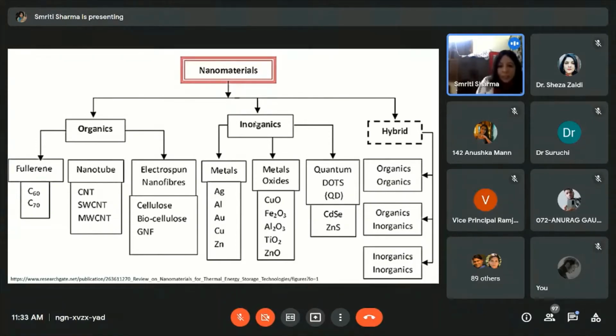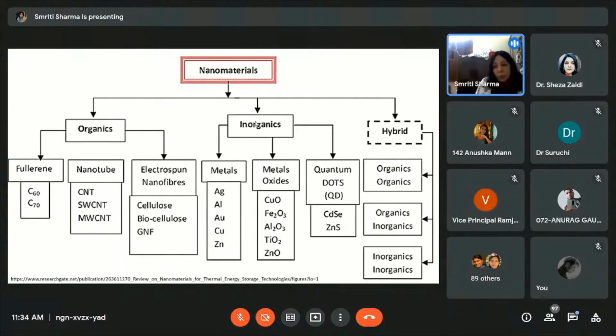Inorganic are metals like silver, gold nanoparticles, copper nanoparticles, and metal oxides. They are also very good nanoparticles. They have very nice properties, so they are really used. For example, TiO2 is used in cosmetics a lot, in your sunscreen and everything.